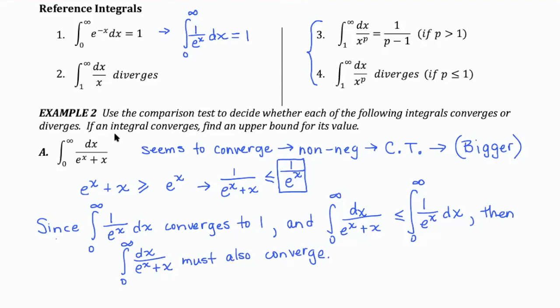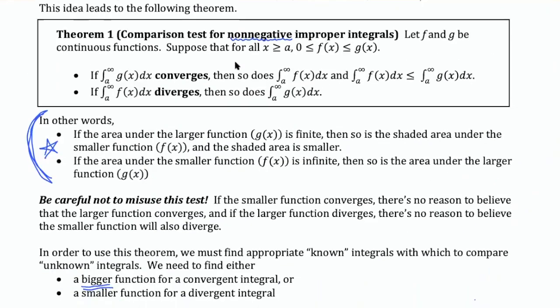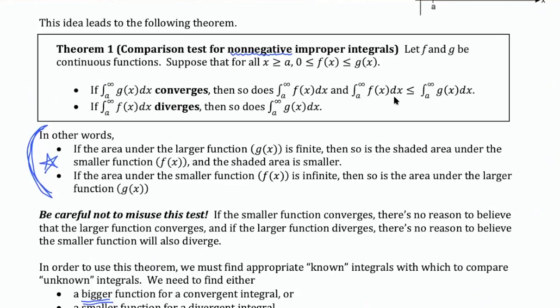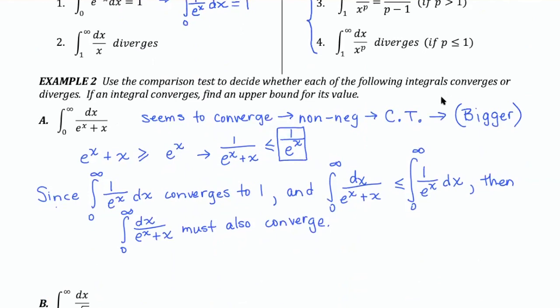And finally, for the integral that converges, we find an upper bound. Again, it's going to be something smaller than 1 because our comparison integral was 1. And again, the comparison test at the very end here says that your integral will be less than or equal to the one you compared it with. And so I guess I could continue here, must also converge to a value less than or equal to 1. All right, let's take a look at another one.